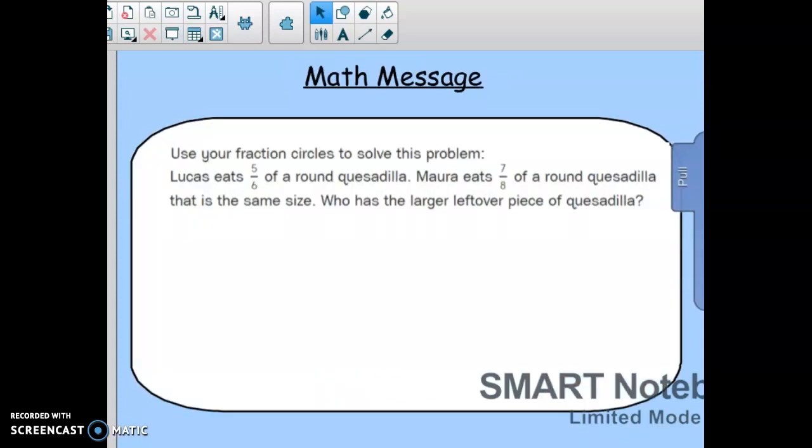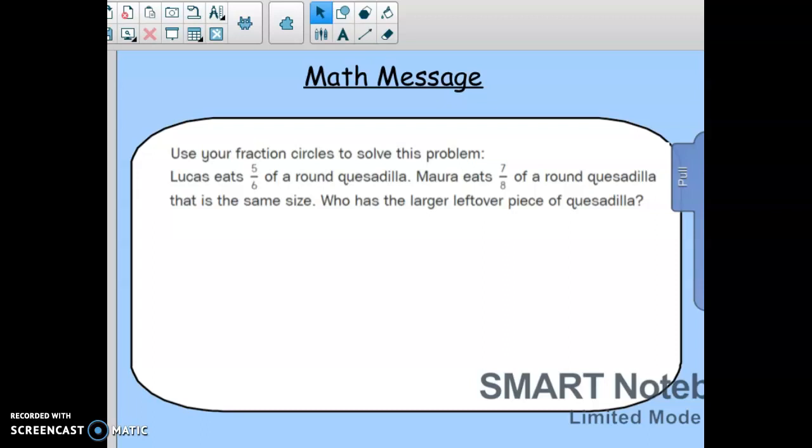Here's today's math message. Use your fraction circles to solve the problem. Again, these fraction circle pieces can be found on ConnectEd's e-toolkit. Lucas eats 5/6 of a round quesadilla. Mara eats 7/8 of a round quesadilla. That is the same size. Who has the larger leftover piece of quesadilla?